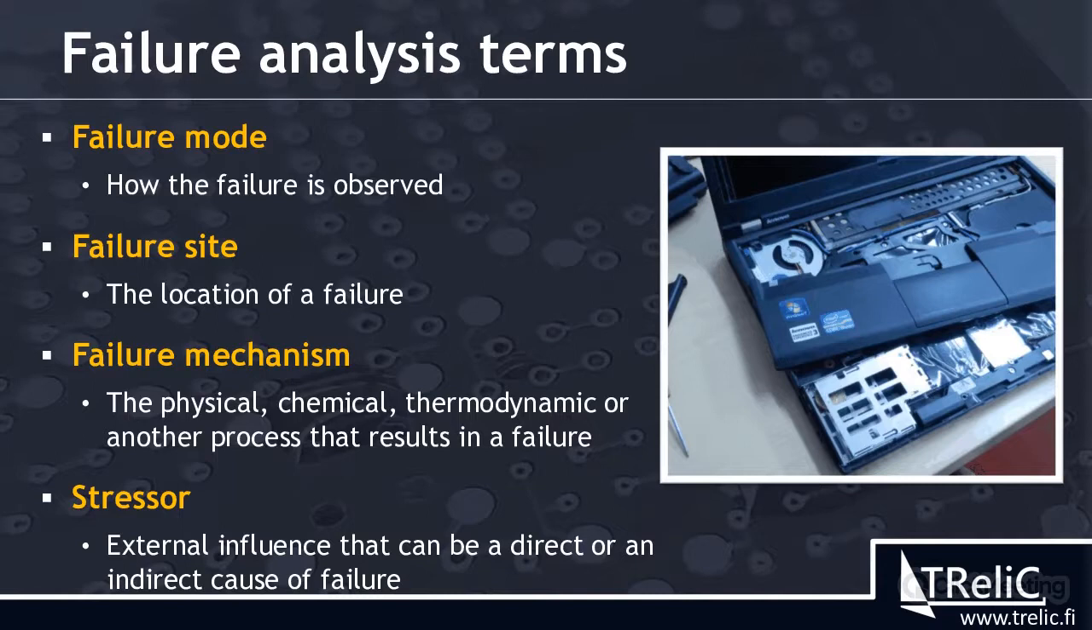Sometimes it can be very specific, sometimes it can vary. So there we have a similar failure, for example due to corrosion, but it can be found at different sites of the same product. And the failure mechanism then is the actual reason for the failure, the actual mechanism, whether it's physical, chemical, thermodynamic, dynamic, or something else, which caused the failure. So in order to know the failure mechanism, we really need to go into details in the analysis to understand what's happening and what has happened. And the stressor is the stress which causes the failure.